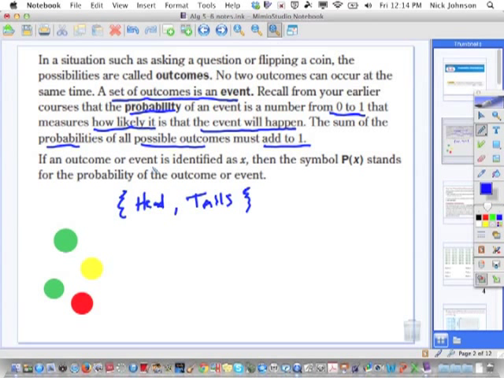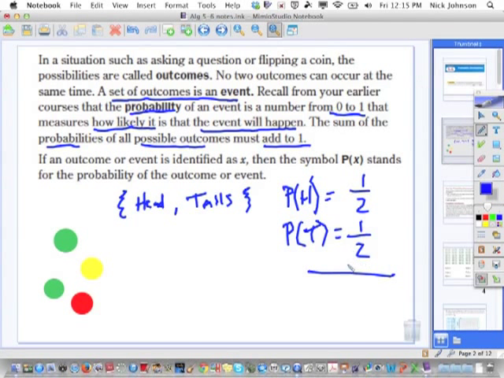If an outcome or an event is identified as X, then the symbol, probability of X, stands for the probability of the outcome or the event. So if you look here, my outcomes are heads and tails when flipping a coin, so the probability of flipping a heads, we know, is 1 out of 2. Probability of getting a tails when you flip a coin is also 1 out of 2. And as you can see, these two things added up equal 1.